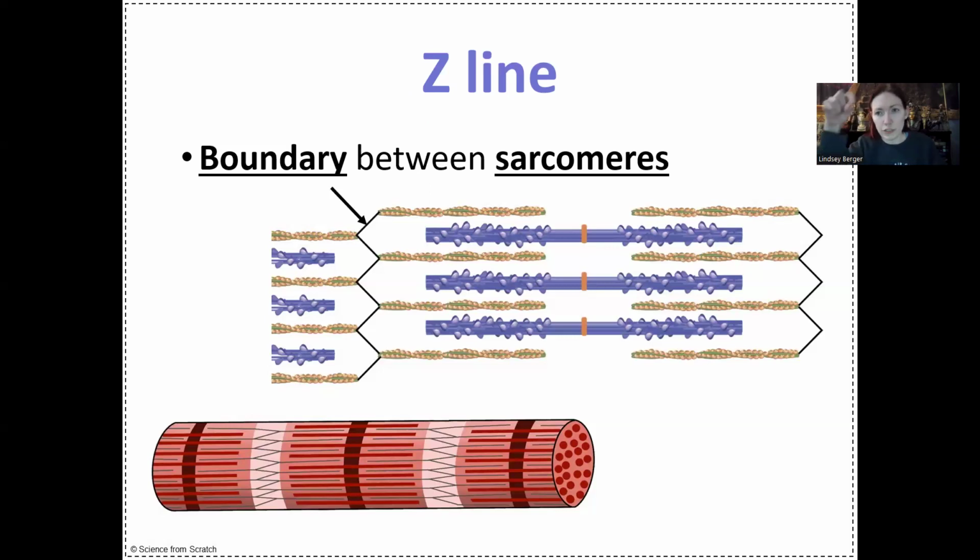So when a contraction is happening, if you notice on this picture, we've got a Z line here and a Z line over here. Another sarcomere would be over here. When this happens, this little head of myosin grabs the actin, and they're pulling against each other, okay? So the sarcomere itself will get shorter, and these Z lines actually get closer to each other. You would see the Z lines come closer together during contraction, and they get farther apart during relaxation.